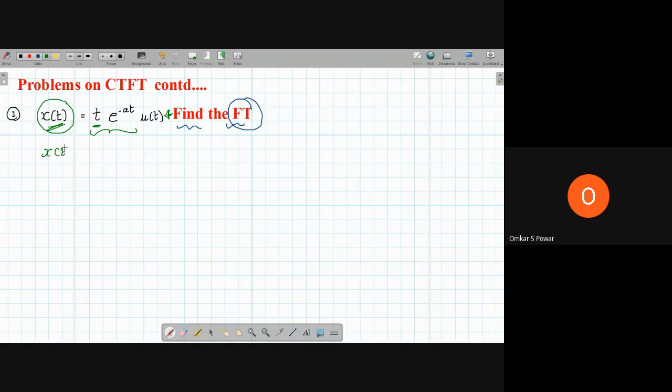So x of t is equal to t e power minus at for t greater than 0, because it is u of t, right? So it is defined for t greater than 0 only. Otherwise it is 0. So all the other terms, if it is less than or equal to 0, it is 0 only. So now let us calculate the Fourier transform of the given signal.